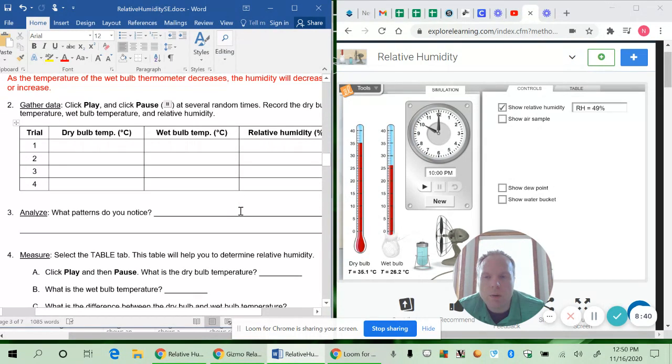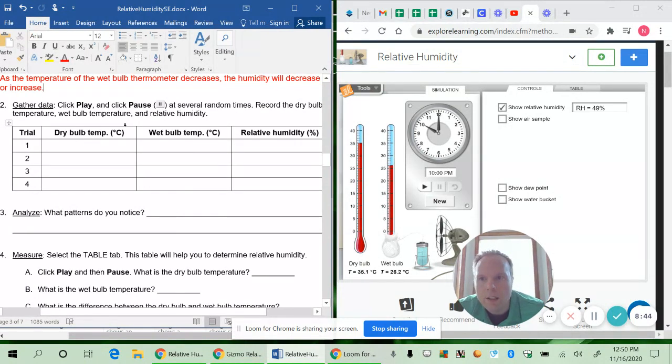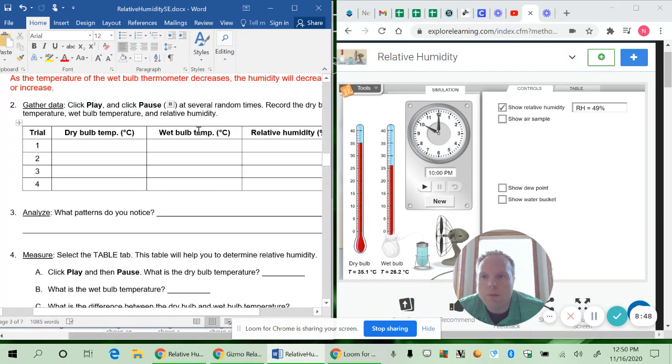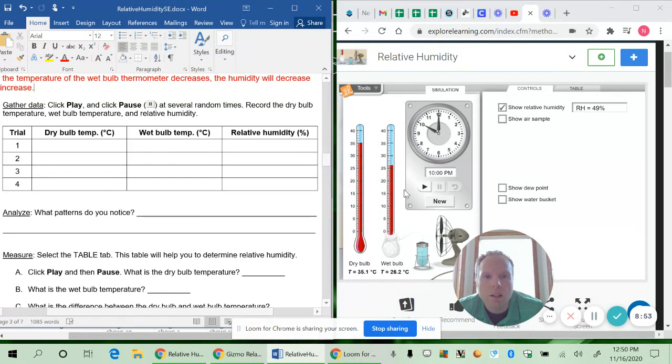All right, so now we're actually going to start to record some of our data. It says gather data. Click play and click pause at several random times. Record the dry bulb temperature, the wet bulb temperature, and the relative humidity. So we're going to click reset, and click new, right? And here's our relative humidity. And let's actually just start with our starting one here, okay?